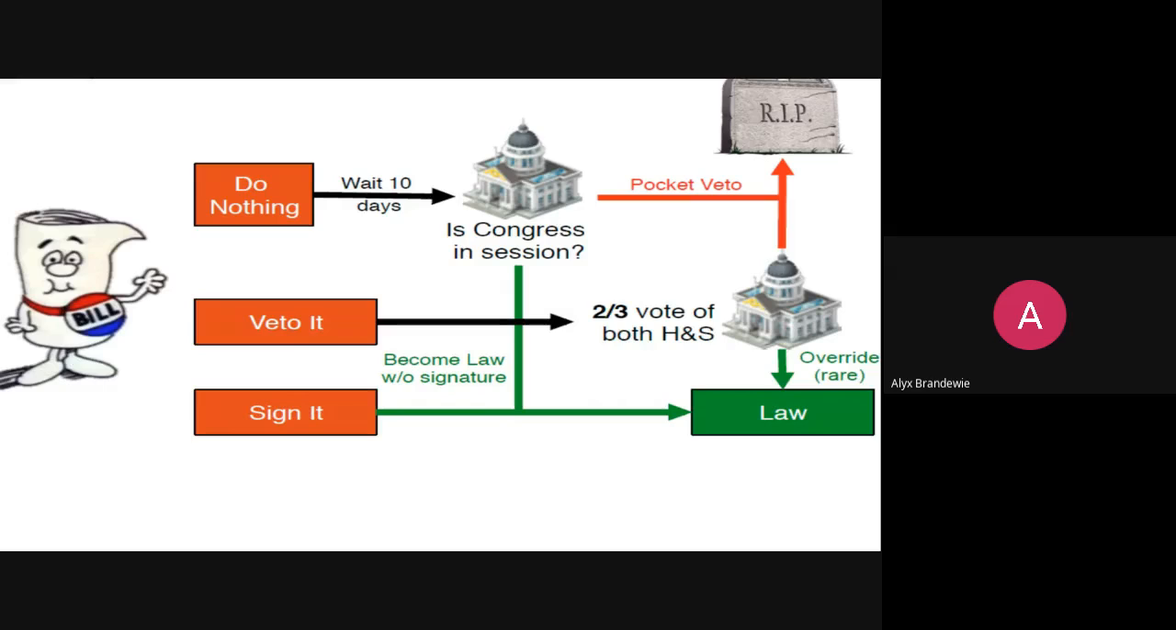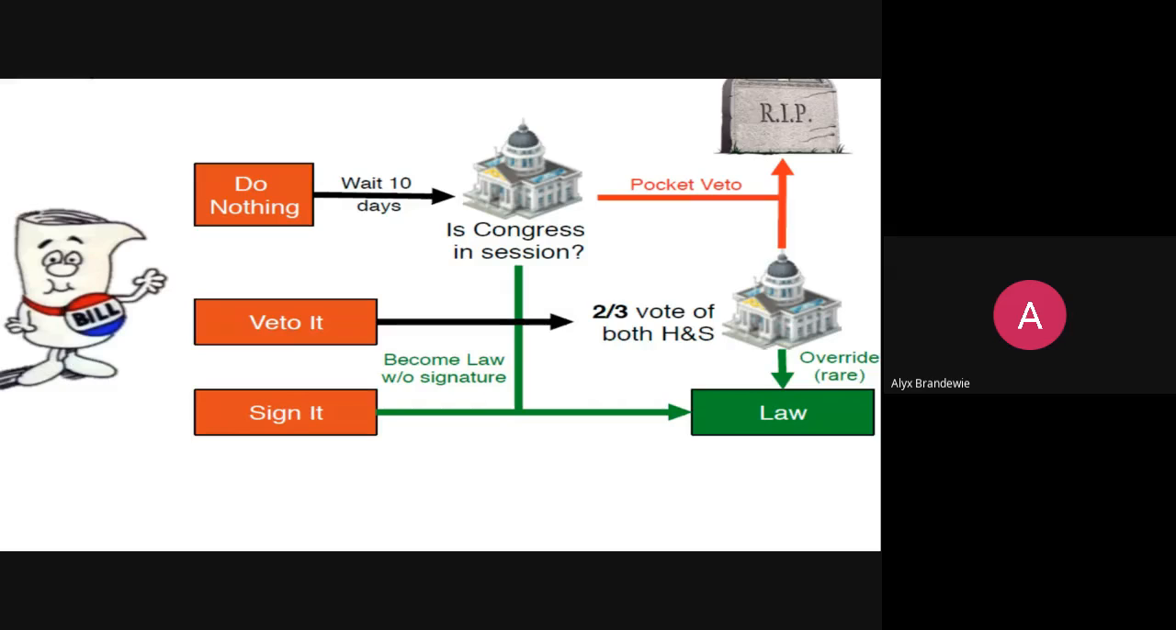If the president does nothing and just waits 10 days, the question becomes, is Congress in session? If the answer to that question is yes, if Congress is in session and the president doesn't sign the bill within 10 days, it becomes law anyway. If Congress is not in session at the end of that 10-day period, it's what's called a pocket veto. Essentially, the president just puts it in his pocket and waits and runs out the clock.